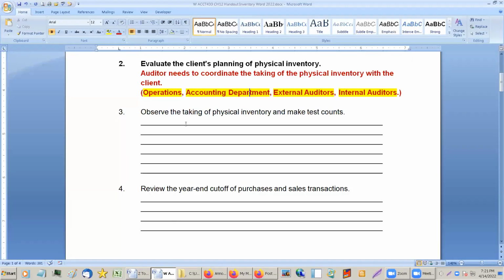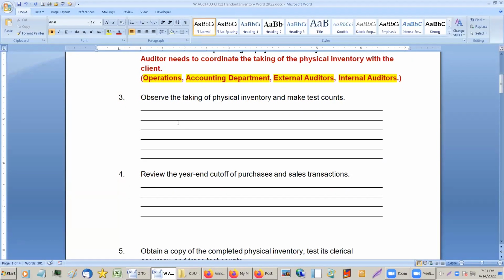Sketch it, observing an inventory. Okay, observe inventory and make test counts.